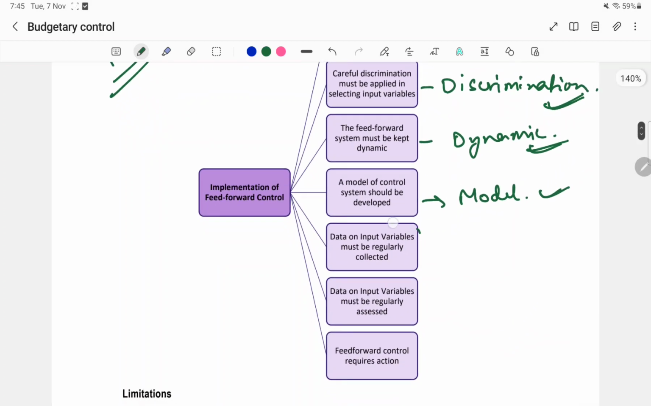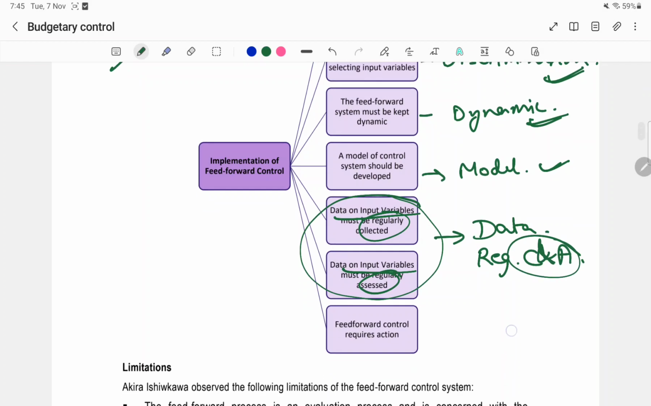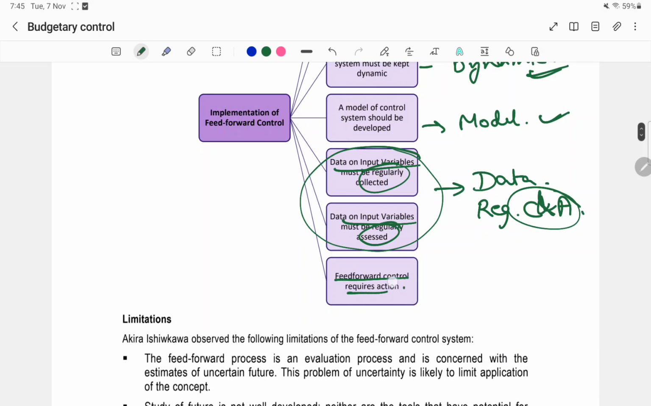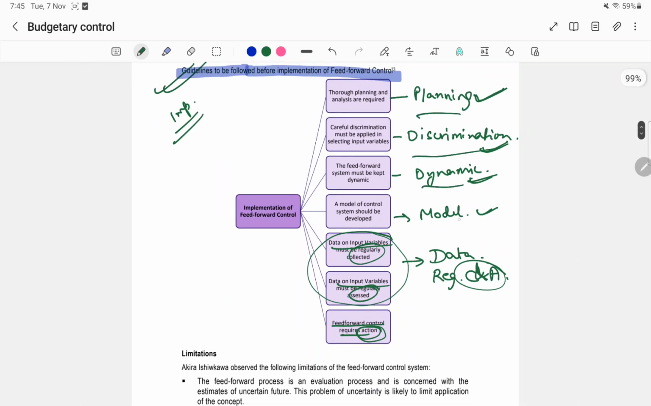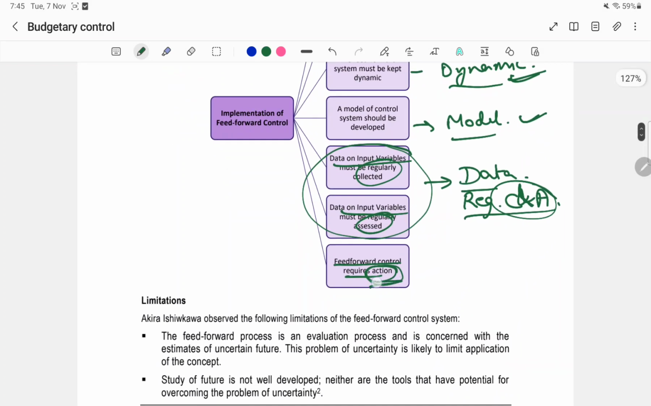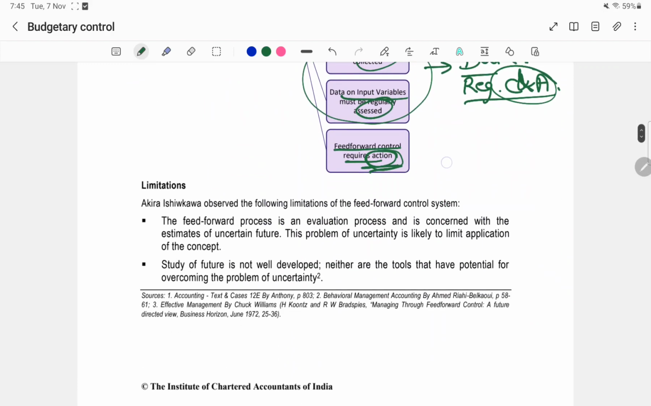Then data, 2 points on data. See, data on input variables must be regularly collected and assessed. So you can remember this as one point only. Now feed forward control requires action. So this you can easily remember now. Planning, discrimination, dynamic, model should be developed, data must be regularly collected and assessed, and requires action. What was this? This was implementation of feed forward control.